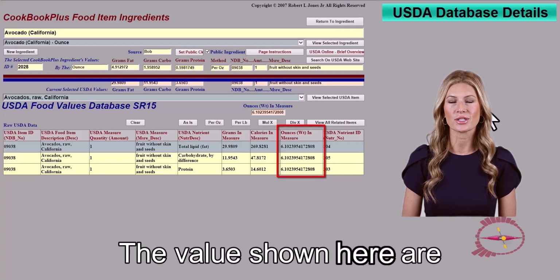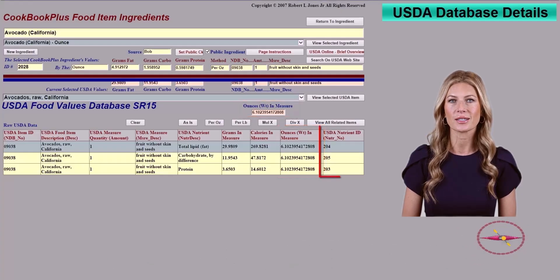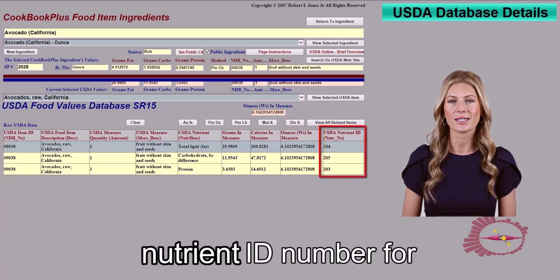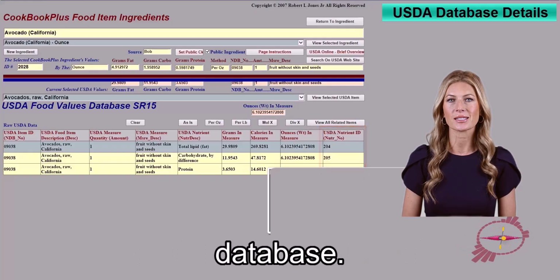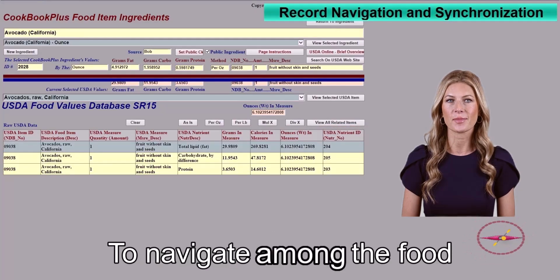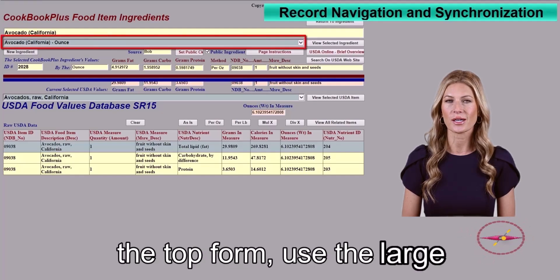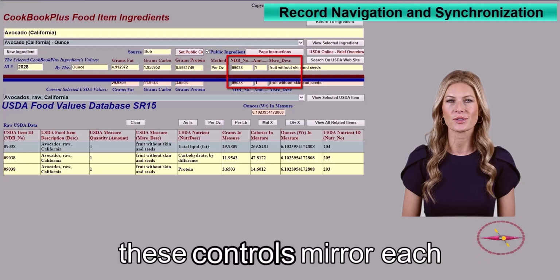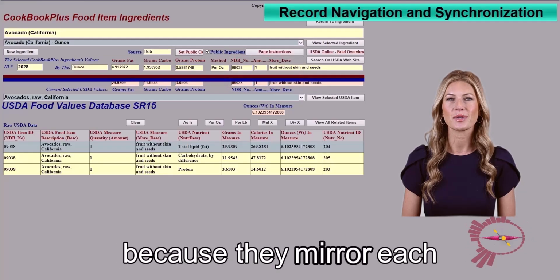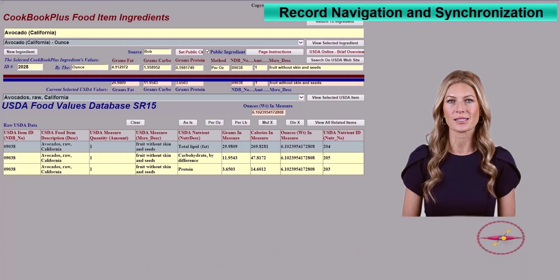The values shown here are mirrored in a second control on the USDA part of the page. This column contains the nutrient ID number for these respective nutrients as defined in the USDA database. To navigate among the food item ingredient records in the top form, use the large blue drop-down. Note that in the example we're currently viewing, these controls mirror each other. Because they mirror each other, that means that the top and bottom forms are synchronized.